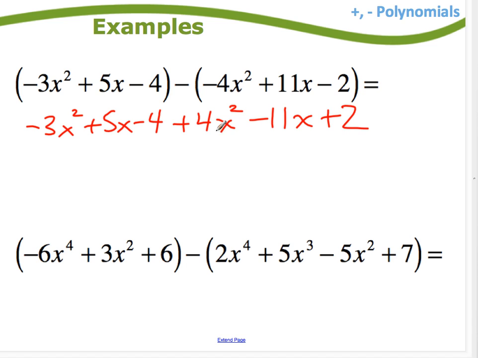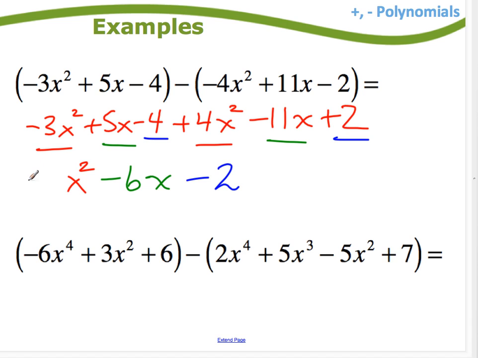Now I can look for like terms. There's some x squareds, those will be a positive 1x squared. And then I've got an x here and an x there. Up 5, lose 11, I'd be down 6 x's. And then finally I've got a negative 4 and a positive 2. I'm down 4, I gain 2, I'm still in the hole 2. So this would be the simplification of that one.